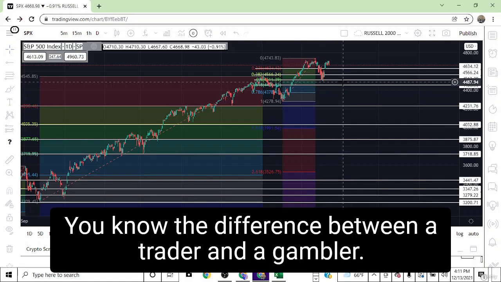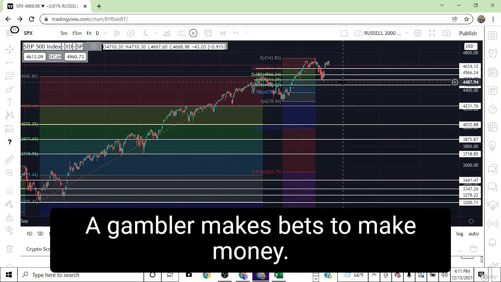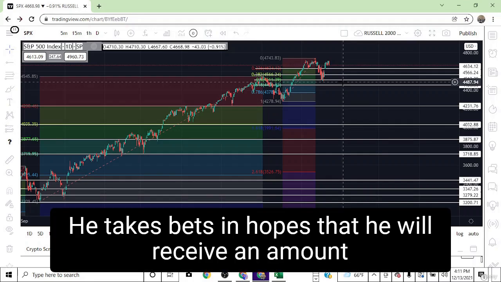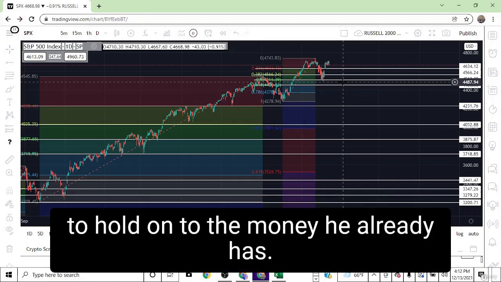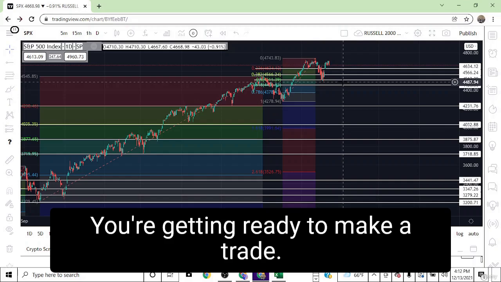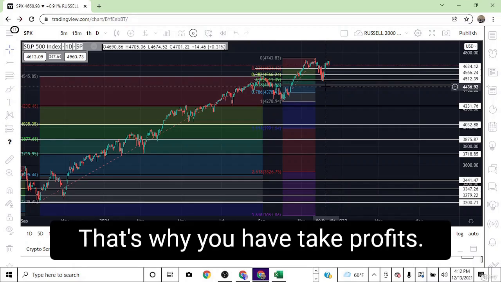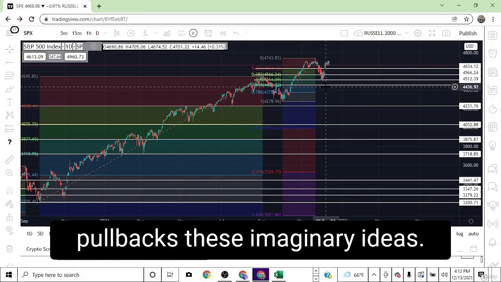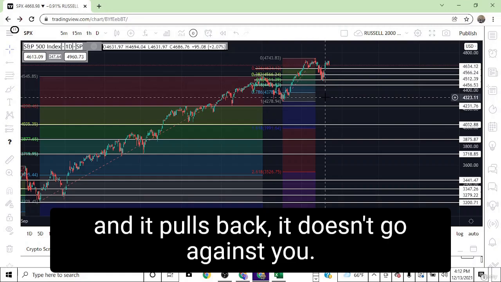You know the difference between a trader and a gambler? A gambler makes bets to make money. He takes bets in hopes that he will receive an amount of revenue. A trader holds on to, or at least tries to hold on to, the money he already has. And that's exactly what you're doing. You're getting ready to make a trade, and you're trying to hold on to it. That's why you have stop losses, that's why you have take profits, that's why you have these pullbacks, these imaginary ideas, so that when you get in a trade and it pulls back, it doesn't go against you.